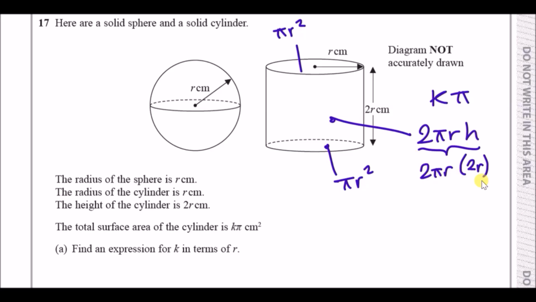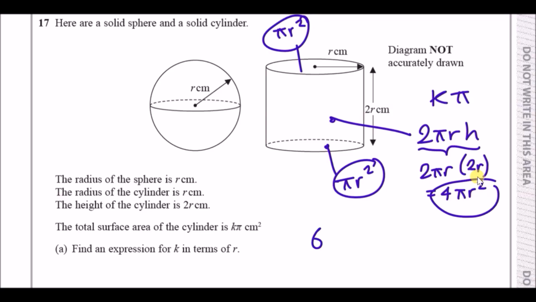So 2 times 2 is 4, and then you've got pi, and then r times r, which is r squared. So this is going to be literally the curved surface area bit. Now they tell us that the total surface area is k pi. So in other words, if we add up all these surface areas, we can add up pi r squared, another pi r squared, and now 4 pi r squared, and we're going to get 6 pi r squared. And this is going to equal k pi.